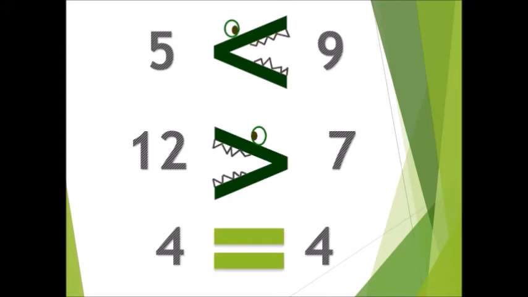Now we know that the alligator's mouth opens to the greater number. Here it's opening to 9 and it's pointing at 5. How can we read this? 5 is less than 9. So this symbol means is less than.